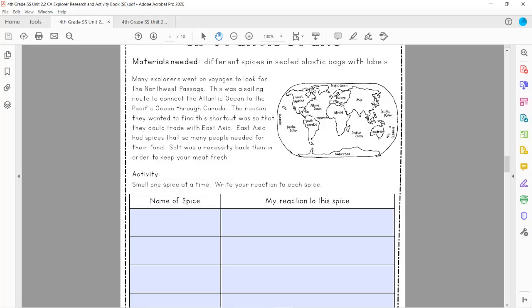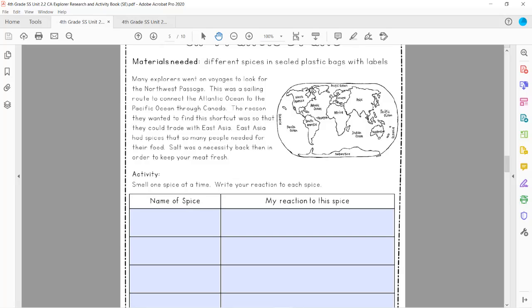So a lot of East Asia had many, many spices that people used for their food, and salt was something that they used quite often, not only to flavor their food, but to keep the meat that they collected fresh, because they would heavily salt their meat to preserve it and dry it out, kind of the same way people make things like beef jerky now.